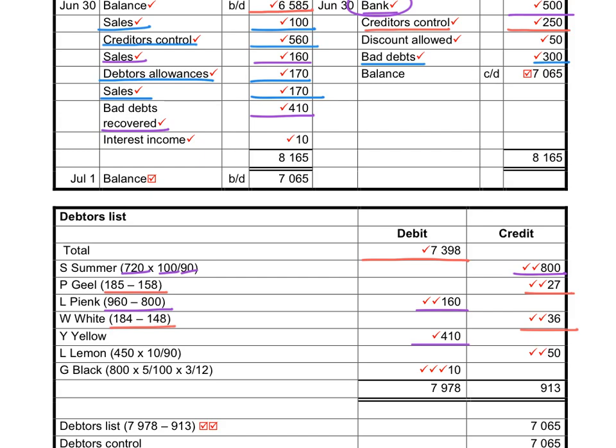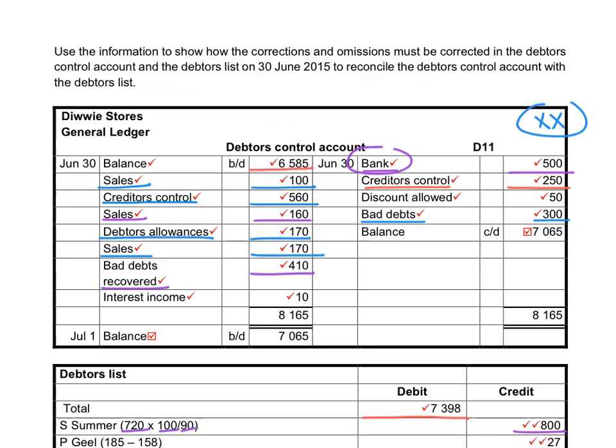In Lemon's account, we will show that his account must be reduced with 50 Rand. The 450 that we received was equal to 90% of the debt. So if we want to know what was the 10% discount, we will multiply by 10 and divide by 90. And we will also record this 50 Rand in the control account. Credit the debtors control account with 50 and debit discount allowed to increase the expenses with 50 Rand.